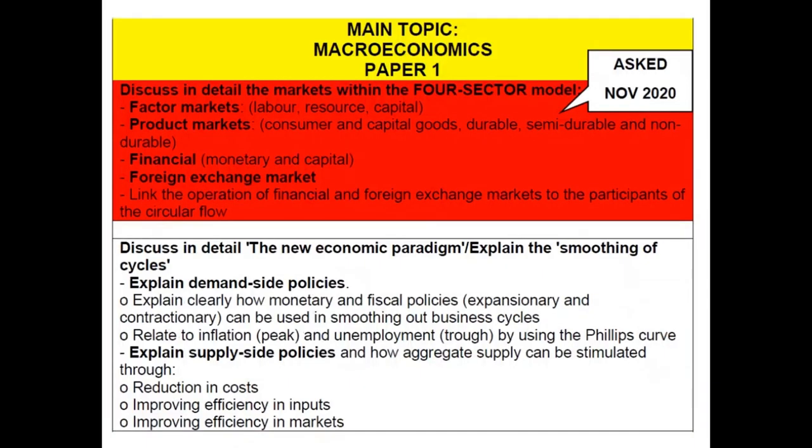So at the end of the day, when we look at the one with regard to the markets, the four sector, that question was asked last year in November 2020. Now there's an unwritten rule which states that if a question was asked last year in November, it will not be tested this year as an essay, but it can be tested in section A and in section B. So if that question was asked last year, then you only have five questions left to study for macroeconomics, which can come in the exam. That is why it's important to identify the topic. For example, if you choose macroeconomics, then you know that you have five questions that you must study and know by heart, because one of those five will come in the exam.